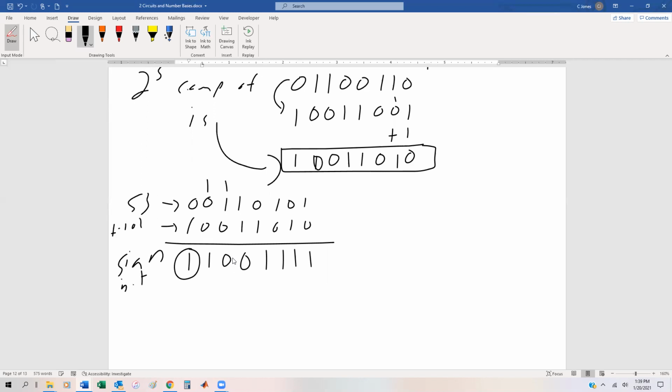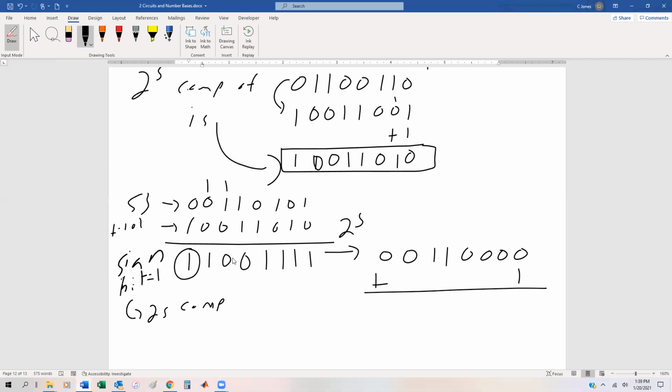And we notice that the sign bit is 1. So whenever the sign bit is 1, what that means is we have to take the 2's complement again. All right, so we're just going to do it one more time. So over here, we're going to flip all of the 1s and 0s. So this is just our 2's complement. So 0, 0, 1, 1, and then 0, 0, 0, 0. And then we add 1.